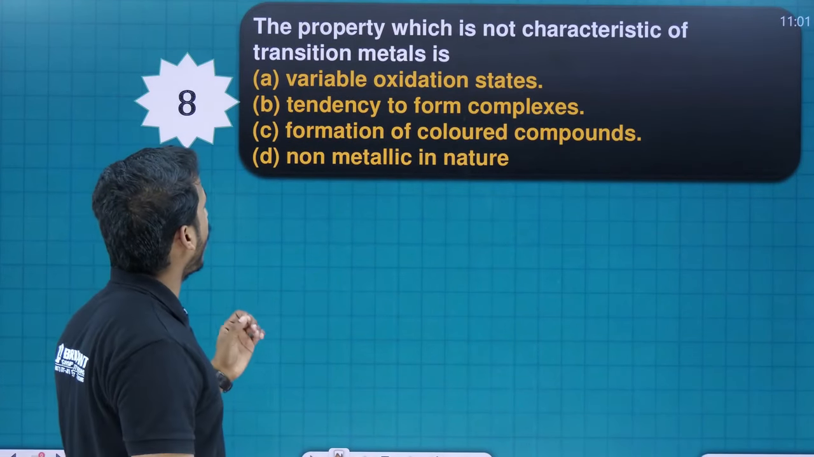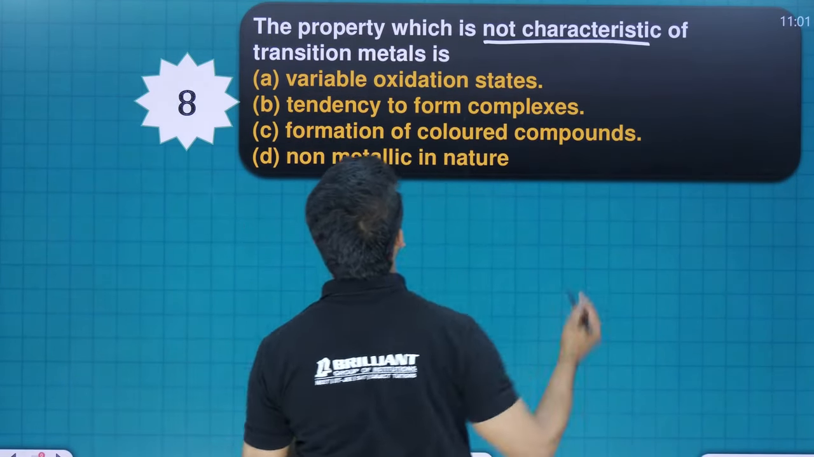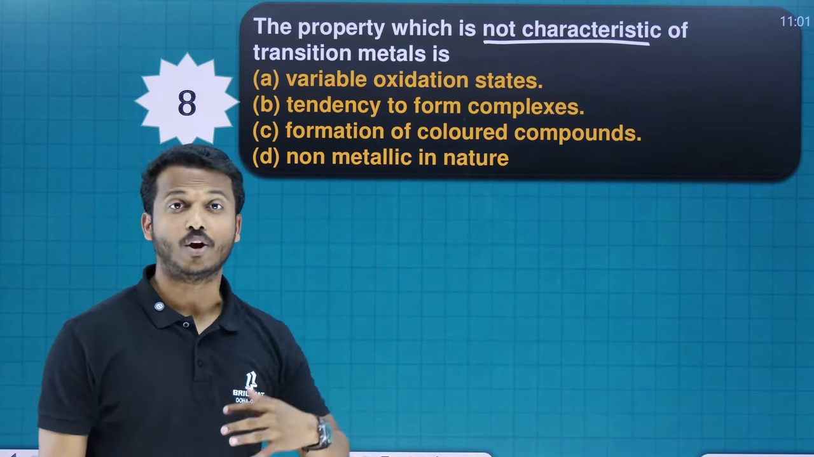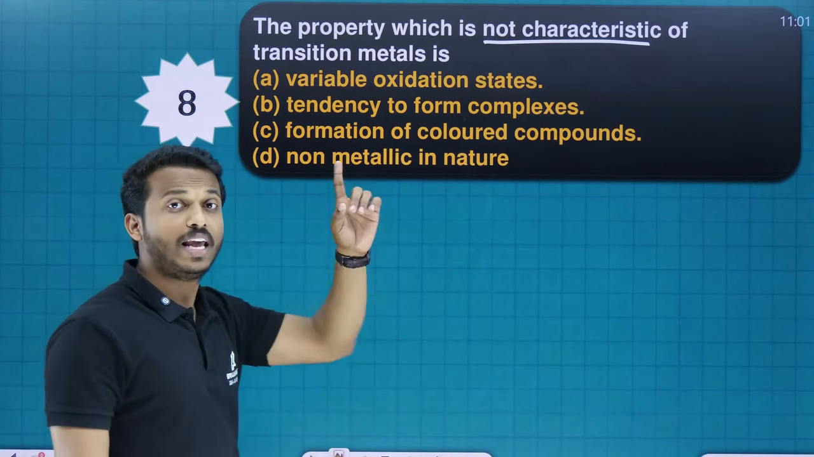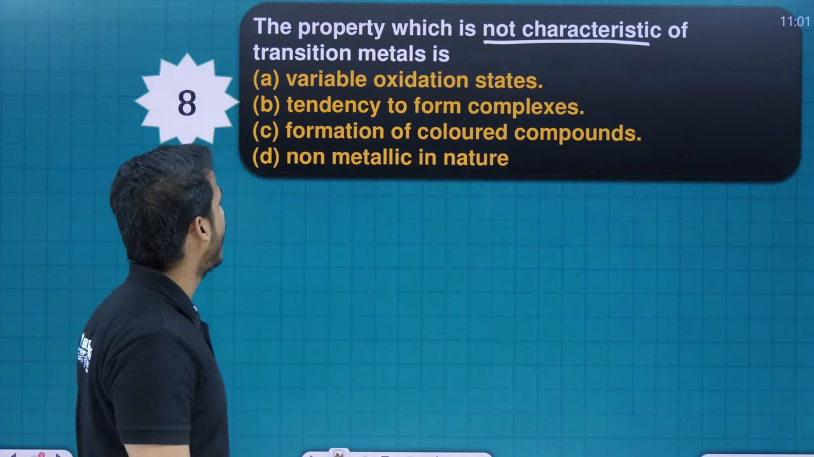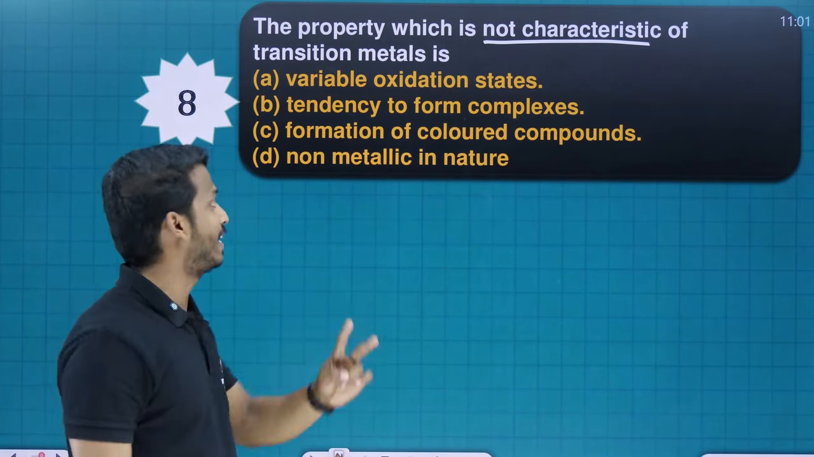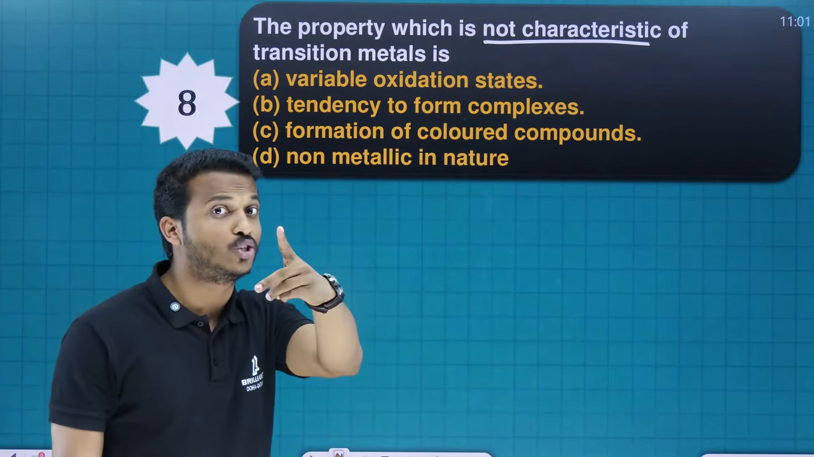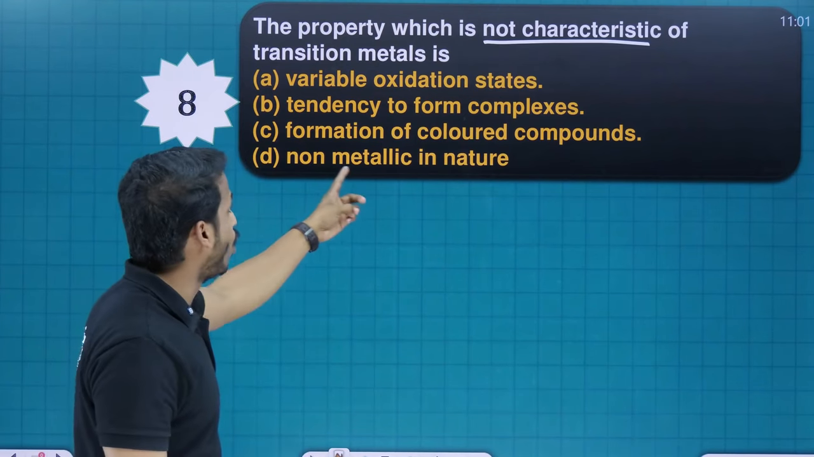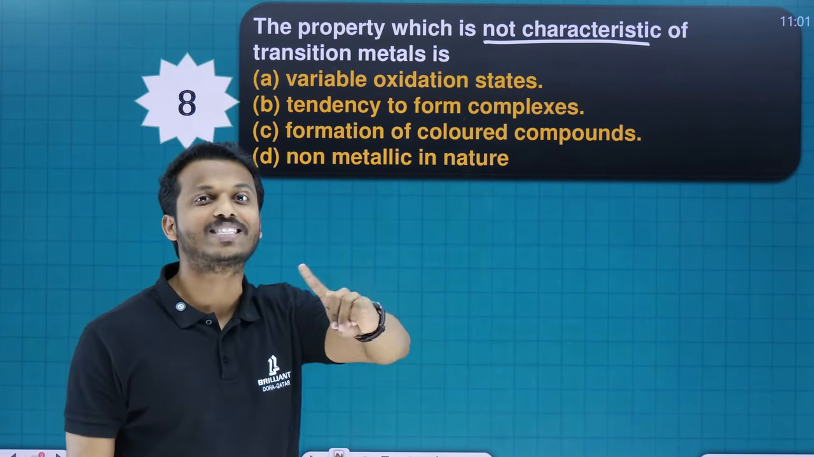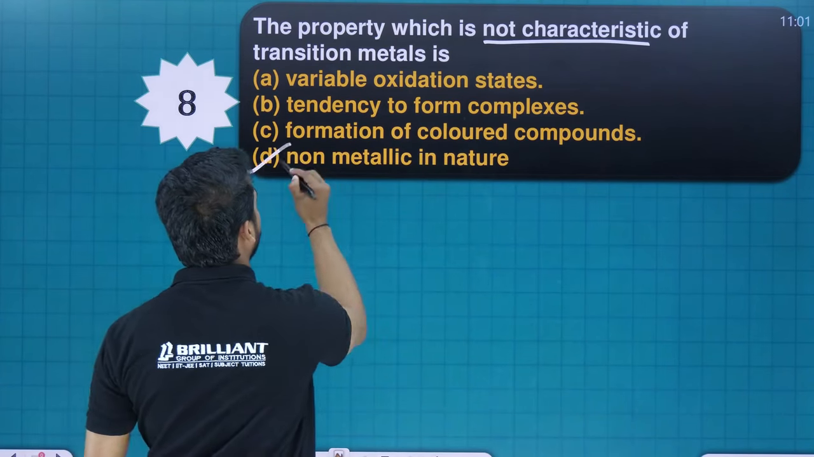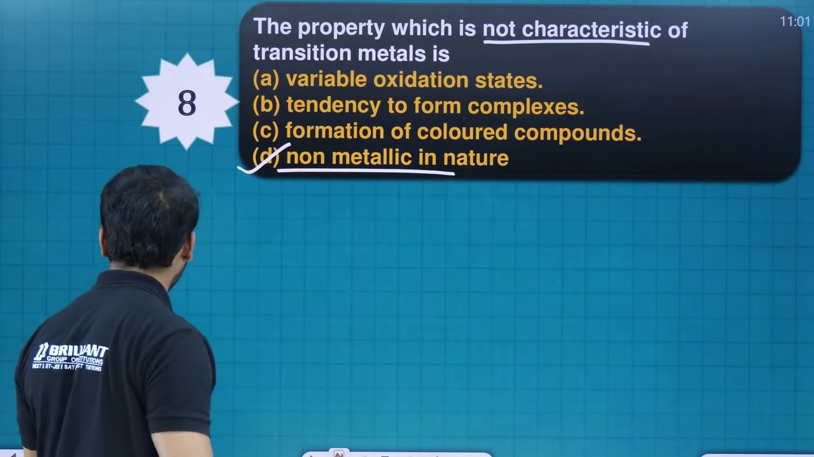Question number 8, the property which is not a characteristic of transition metal. Variable, yes, they show variable oxidation state, tendency to form complexes, yes, formation of colored complexes due to d-d transition, yes. Non-metallic, no, transition elements, right? They are metal, they are metallic in nature, they are not non-metallic.